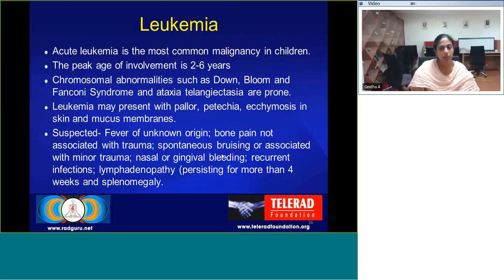It should be suspected when there is fever of unknown origin, bone pain not associated with trauma, spontaneous bruising associated with minor trauma, nasal or gingival bleeding, recurrent infections, lymphadenopathy persisting for more than 4 weeks, and splenomegaly.